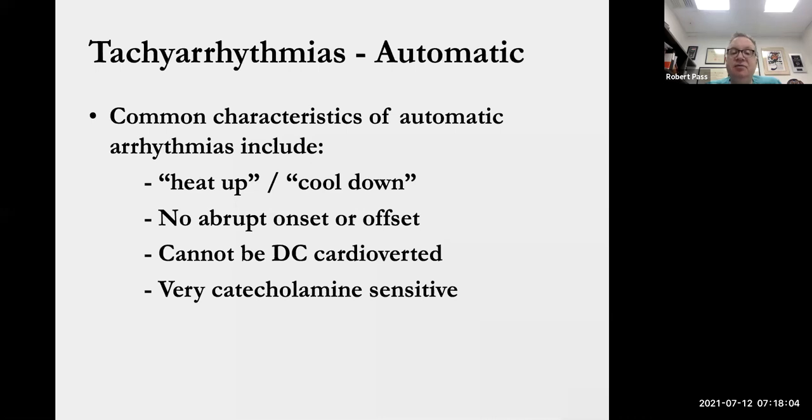Typically, they do not have an abrupt onset or offset. Very importantly, these arrhythmias cannot be DC cardioverted. In fact, sometimes the response to cardioversion is a very good diagnostic tool.